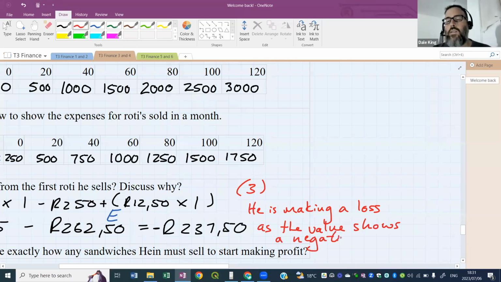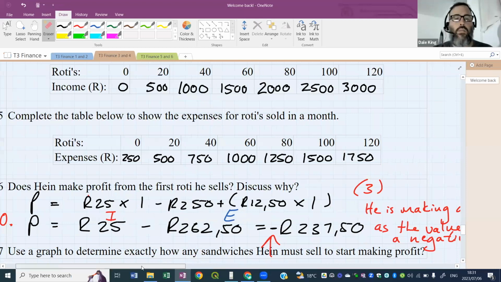I mean, the market can see that, but you have to refer to that. Okay, that's why this person isn't making profit, because there's a minus here. This minus in front of the 237 is the most important thing. If you use a profit equation and you get a minus, you can see straight away the person is making a loss. Very good plan there from Orabile. I would add a sentence to help justify your answer to get the full 3 marks.